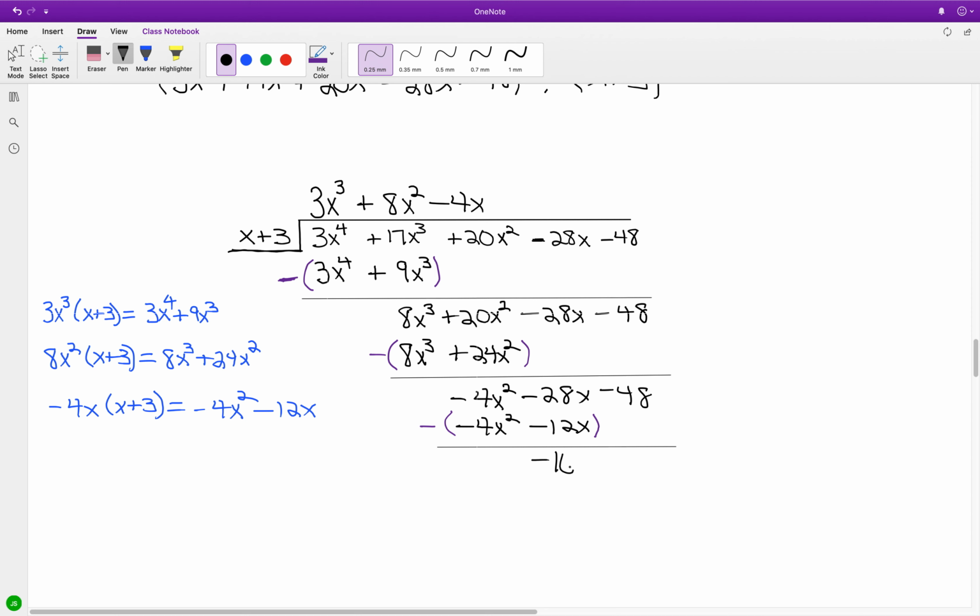So you have negative 16x minus 48, and then we have x into negative 16x, so it'll be negative 16. And so we have negative 16 times x plus 3. So we're going to have negative 16x minus 48.